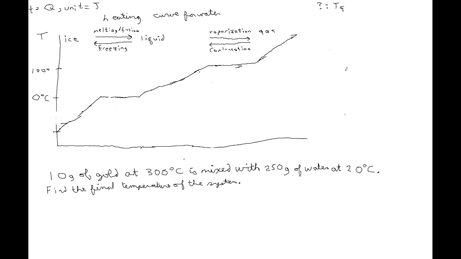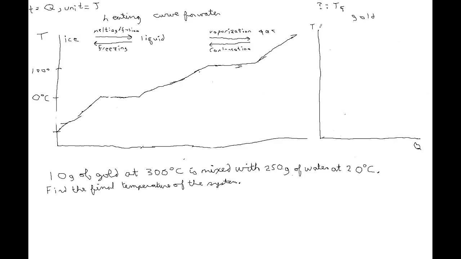Okay, so now this is going to be more difficult than before. Is this a one sample problem or a multi-sample problem? It's multi-sample. Yeah, what are the two samples? Gold and water. So we need more than one heating curve. We don't just need the heating curve for water. Now we also need a heating curve for the gold.